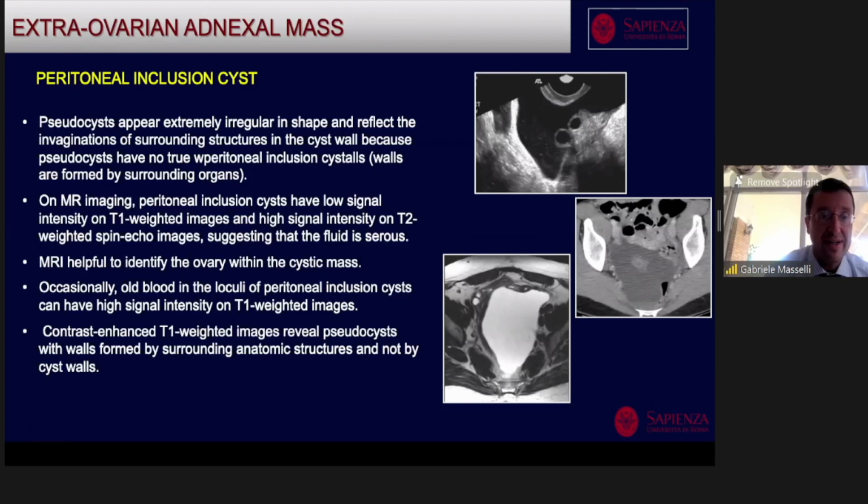Peritoneal inclusion cyst is another benign lesion that in some cases can mimic a malignancy. In this example, the pseudocyst appears extremely irregular in shape, and usually the cyst invaginates the ovaries. You can detect the ovaries that are usually inside the cyst, and you can see this sign on ultrasound, but also on CT and MRI. And MRI is helpful to identify the ovary within the cystic mass, especially for its multiplanar imaging capabilities.